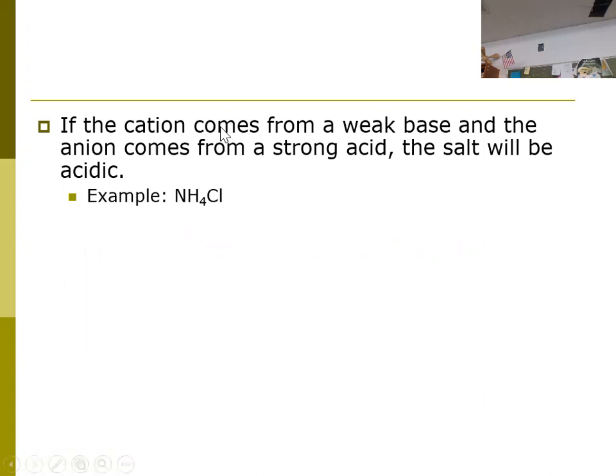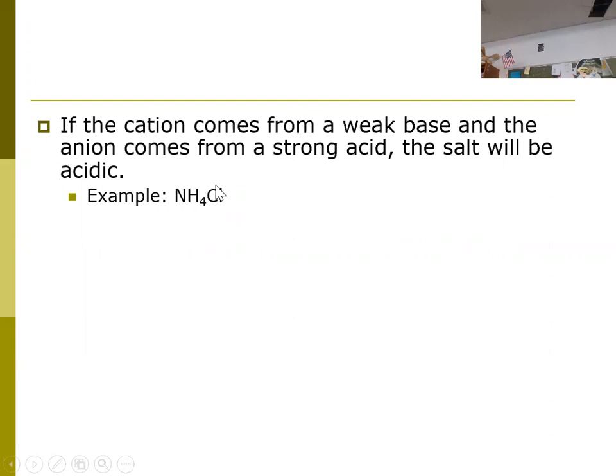Ammonium hydroxide, strong base or weak base? Weak base. Remember, our strong bases come from group 1 and group 2. Not francium, not magnesium, not beryllium. So our strong bases come from group 1 and group 2. NH4 does not come from group 1 or group 2, so it would be a weak base.